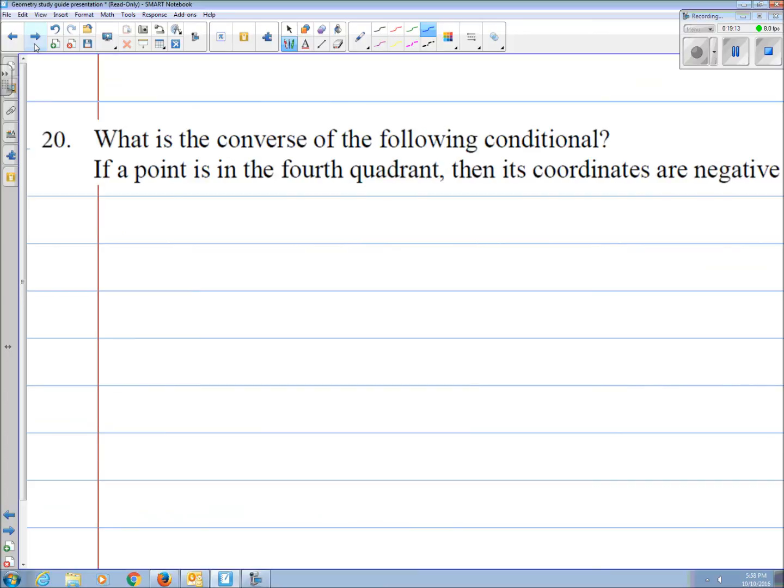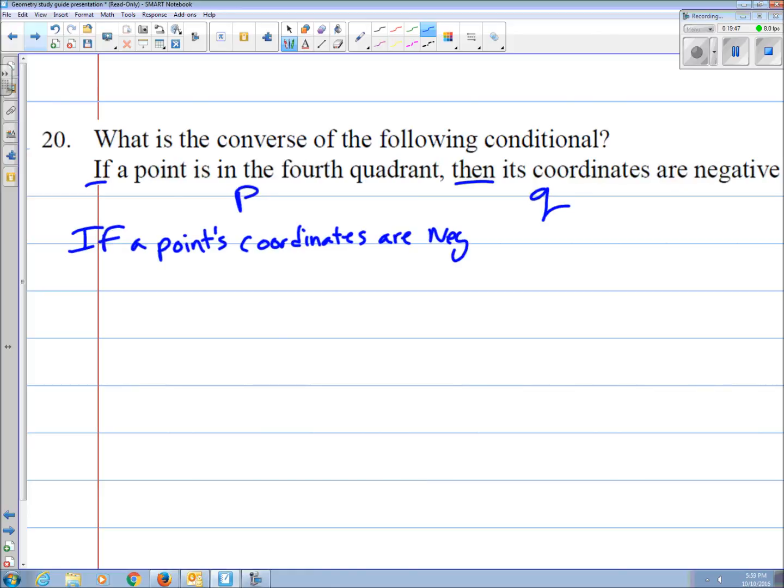Number 20, what is the converse of the following conditional? If a point is in the fourth quadrant, then its coordinates are negative. The converse just means to switch the hypothesis part and the conclusion part, but you leave if and then the same. So this statement would be if, and instead of writing the hypothesis, you're going to go get the conclusion. If its coordinates are negative, so I'm going to say if a point's coordinates are negative, then, and now we go get this part, it is in the fourth quadrant.